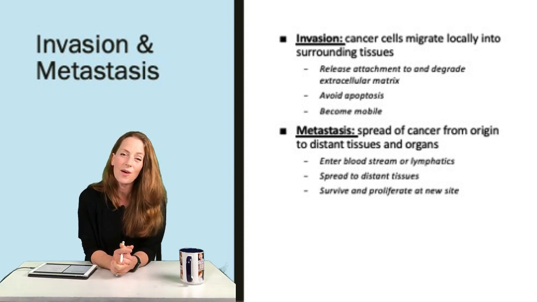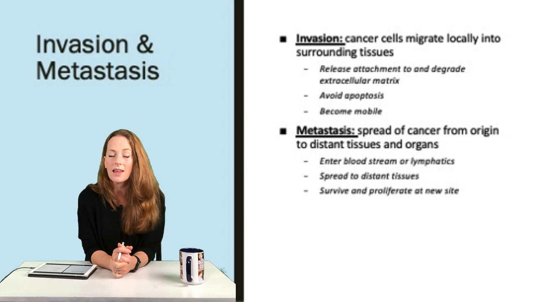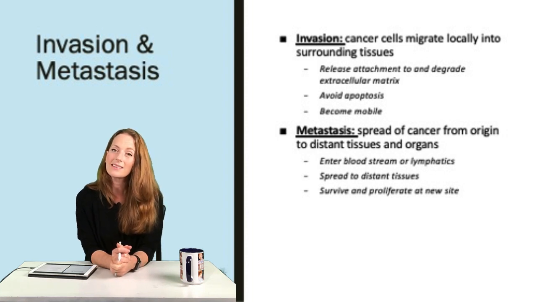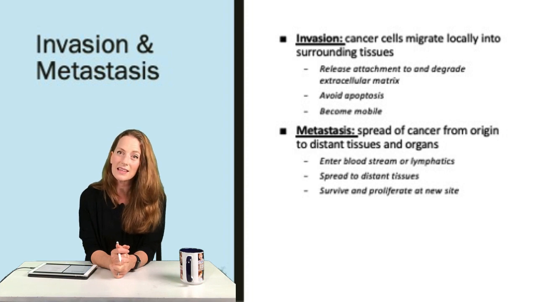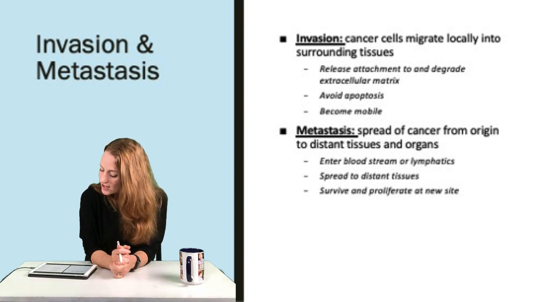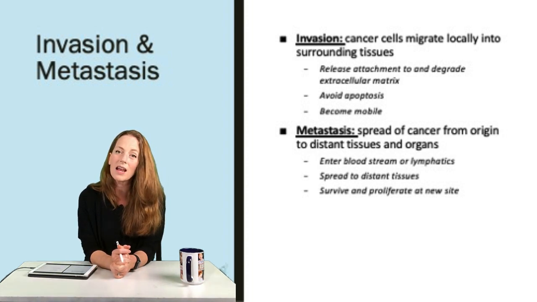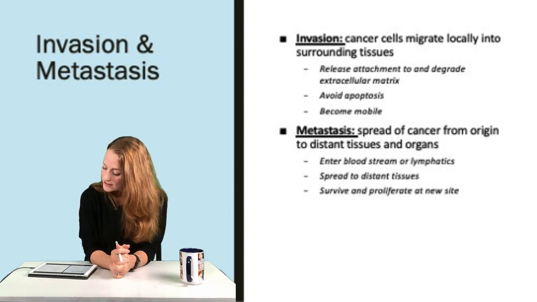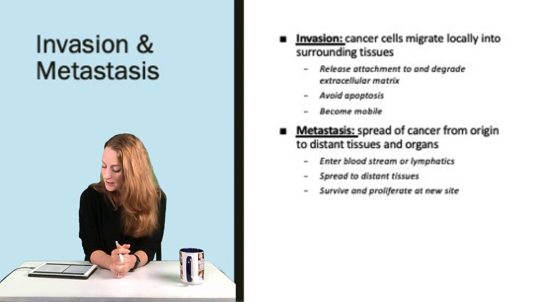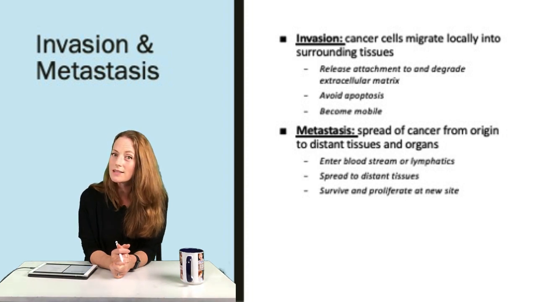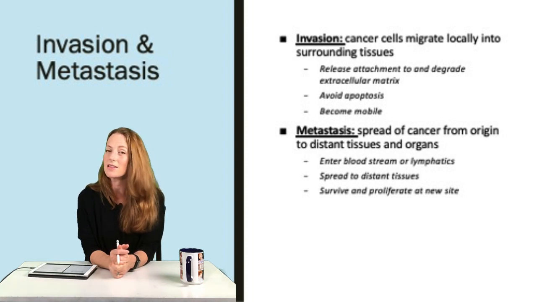Finally, the last hallmark of cancer is invasion and metastasis. As I said earlier, these are later stages of malignancy, but they're very important hallmarks of malignancy. Invasion is when cancer cells migrate and move locally into surrounding tissues. They release attachment to and degrade the extracellular matrix nearby. They're avoiding apoptosis, and they're also becoming mobile, moving into areas that they shouldn't be.